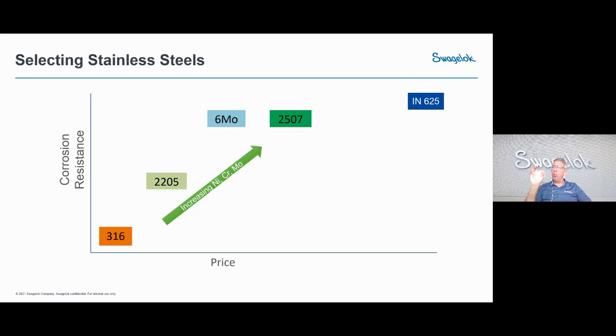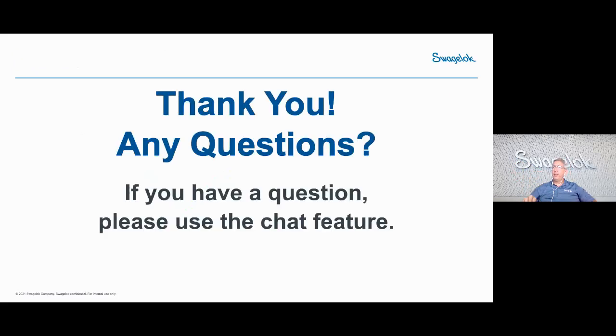So 316 is our workhorse material. It handles probably 60-70% of the applications our customers have. And there's a lot of instances where there's more demanding environments, or the 316 is starting to meet its lifetime. And so in many cases, customers are looking to upgrade or looking to better resist and look for better solutions to their problems. So with that, I'll open the floor to questions.